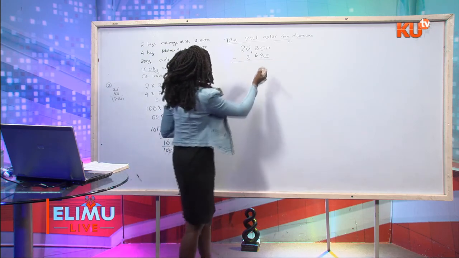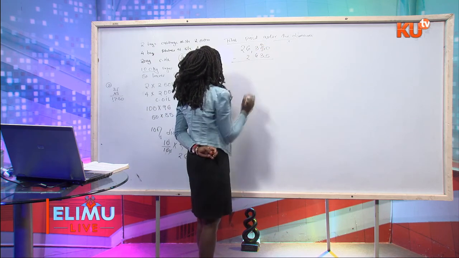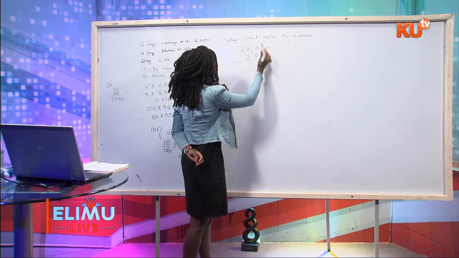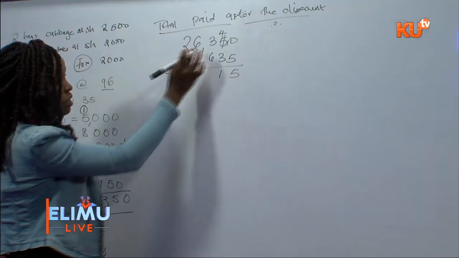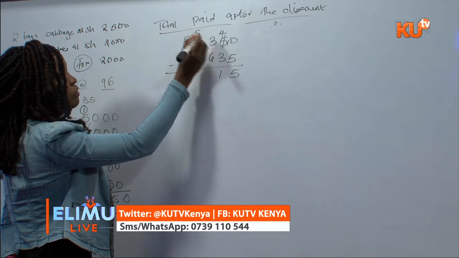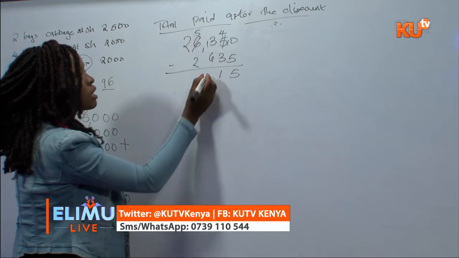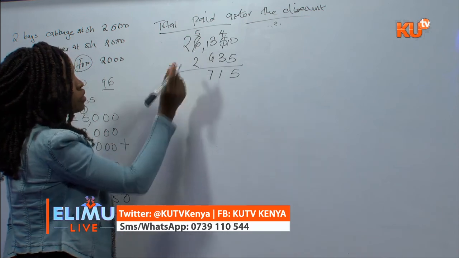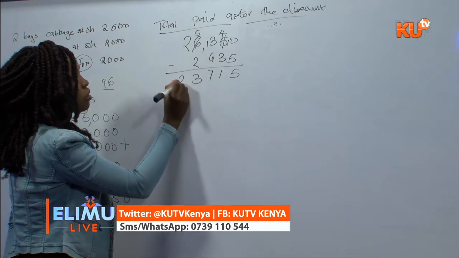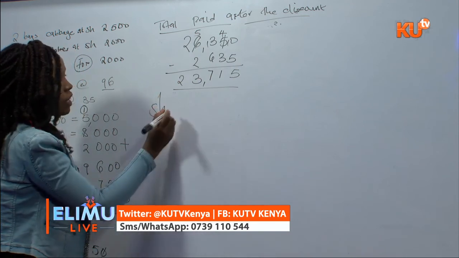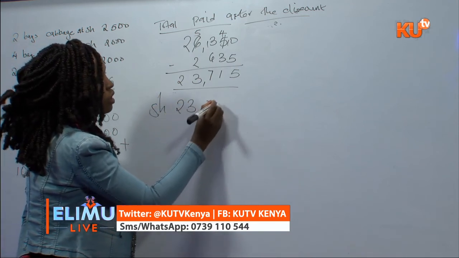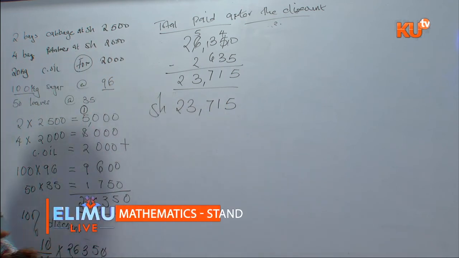So we less. We borrow 1, we remain with 4. 10 minus 5 is 5. Then 4 minus 3, we get 1. 3 minus 6, we borrow 1 from 6, we remain with 5. 13 take away 6 is 7. 5 take away 2, we get 3, and then 2. That means after the discount, he paid 23,715 shillings. That was the amount of money he paid for the items after he was given the discount.